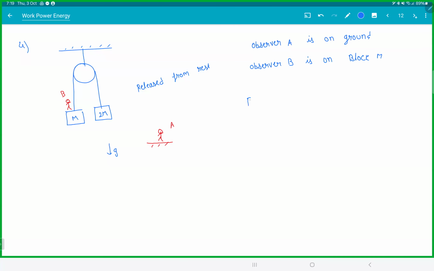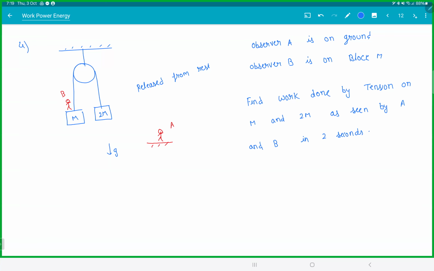So the question is, find the work done by tension. The strings are applying a force. So find work done by tension on block M and 2M as seen by A and B. These are two different questions and two different blocks. Total 4 answers will come. Meaning, first find the work done on M and 2M as seen by A, then find the work done on M and 2M as seen by B in 2 seconds.